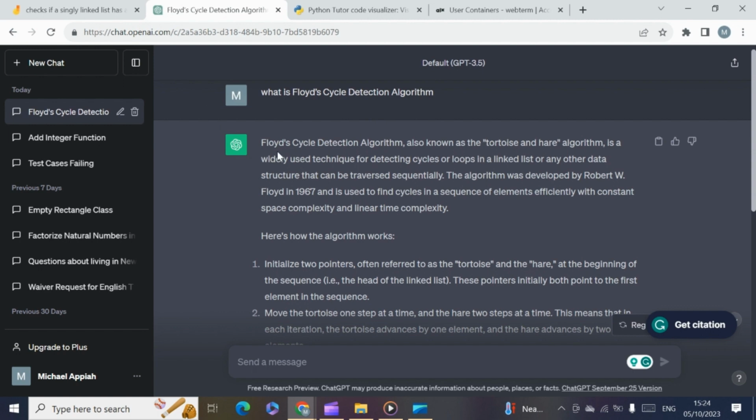The Floyd cycle detection algorithm, also known as the tortoise and hare algorithm, is a widely used technique for detecting cycles or loops in a linked list or any other data structure that can be traversed sequentially. The algorithm was developed by Robert W. Floyd in 1967 and is used to find cycles in a sequence of elements efficiently, with constant space complexity and linear time complexity.